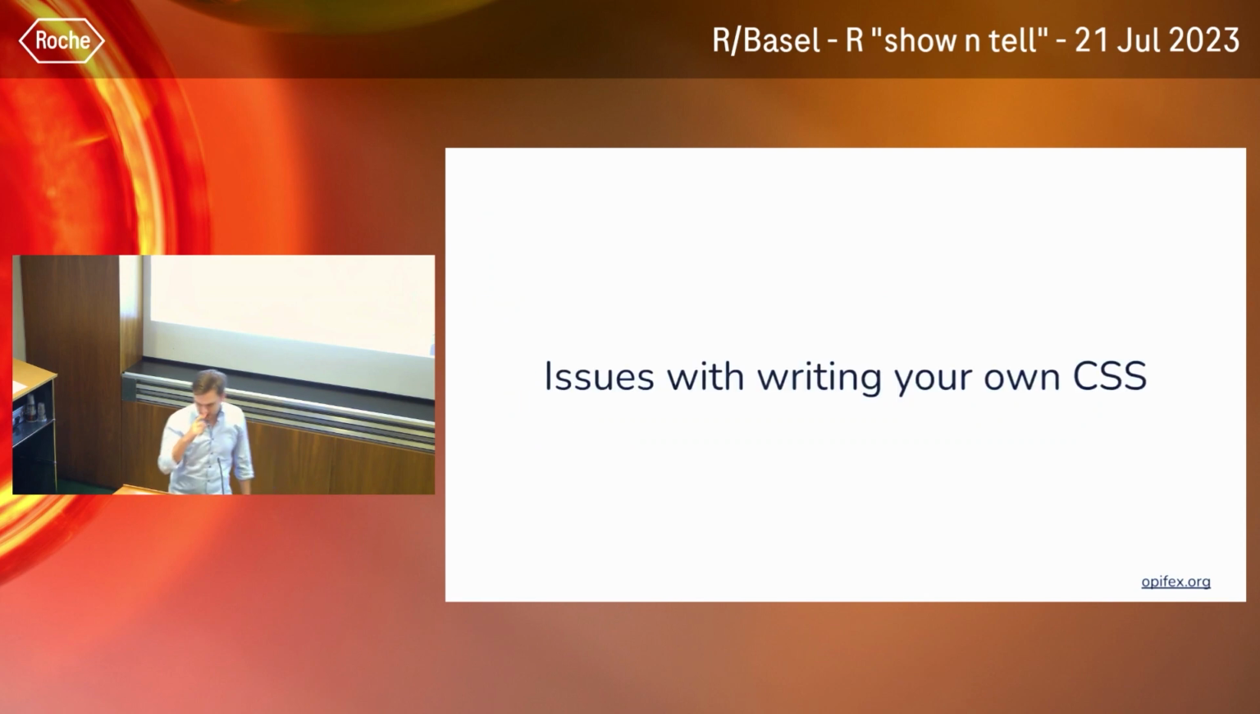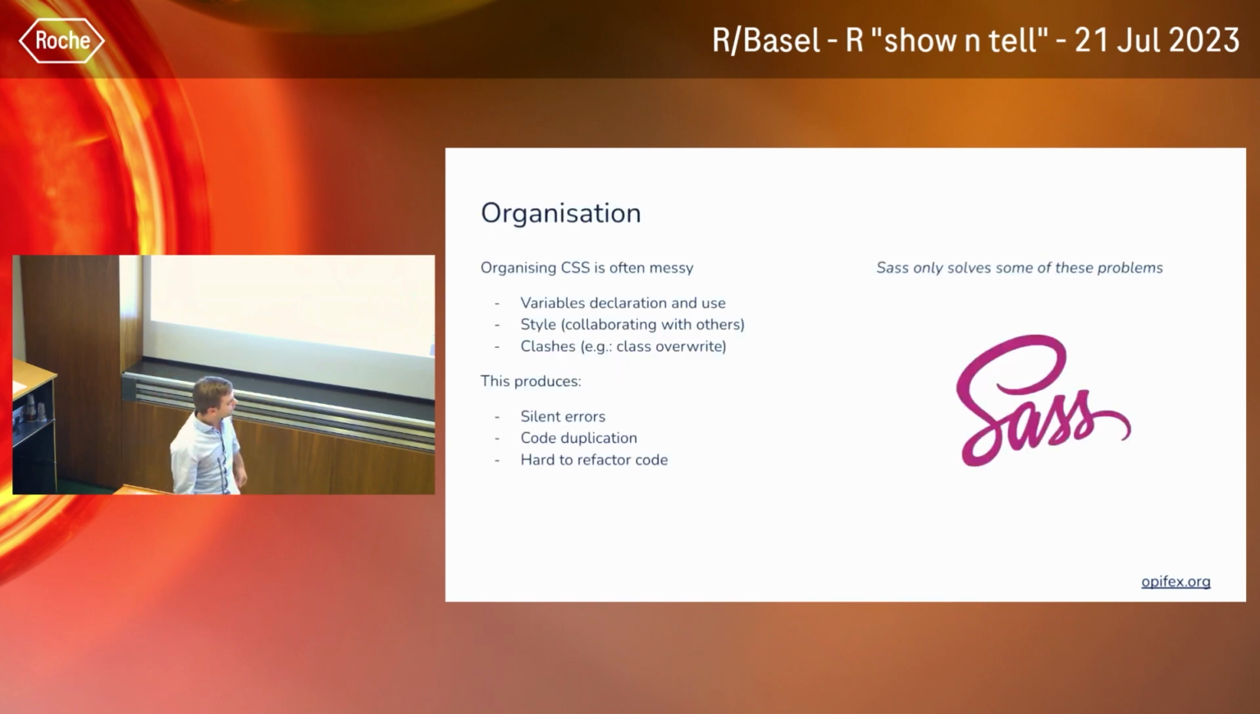But I see personally issues with writing your own CSS, not with CSS itself, but writing your own CSS. I'm picking two here. There's probably tons more, or more if you disagree with me. But one is just code organization. So variable declaration and use in CSS can be a nightmare because they can be all over the place. You have style as well, which is, to be fair, a pain outside of CSS as well.